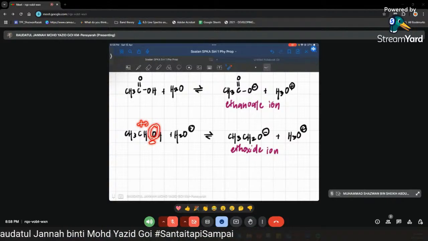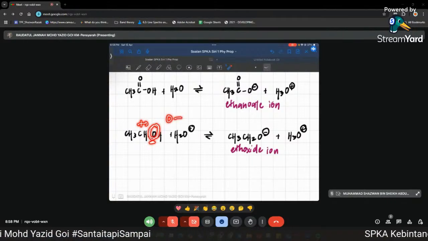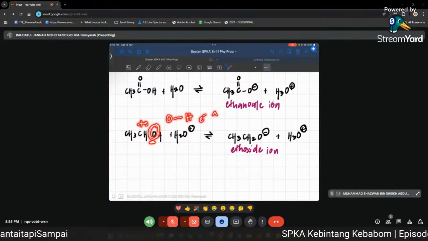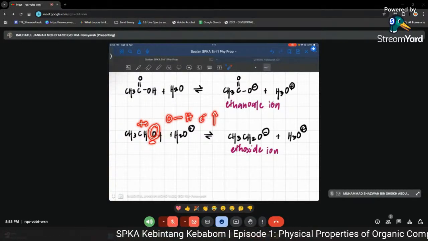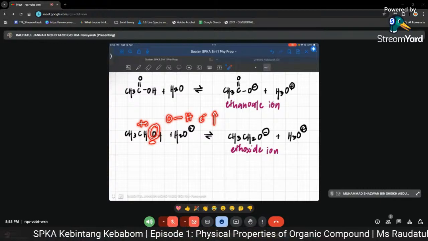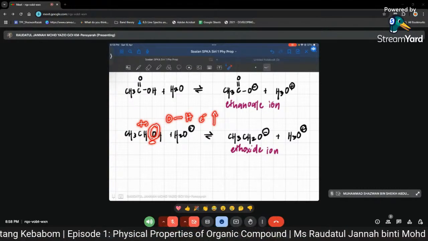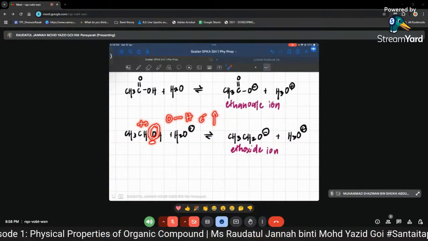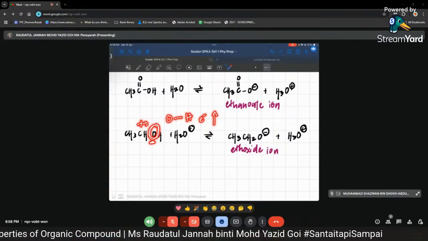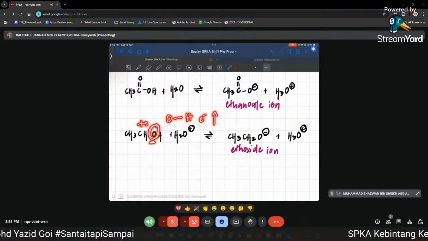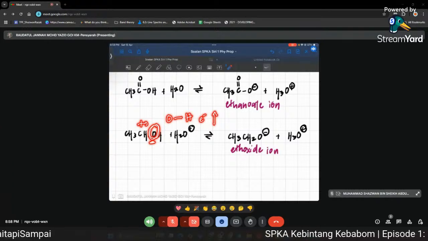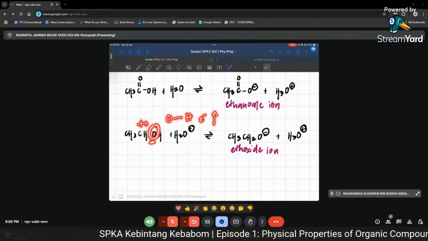Dia actually tarik electrons toward itself. Okay, akan ada banyak electrons berkumpul kat sini, and at the same time you akan increase the electron density around your OH bond. Lagi banyak electron density around your OH bond, that means you punya OH bond tu sangat kuat. Sangat susah untuk you putuskan. So sangat susah actually for your ethanol to release its proton and form ethoxide ion. That is the first thing. It is really difficult for you to break the OH bond for alcohol. Okay, sebab kita ada alkyl group as electron donating group.